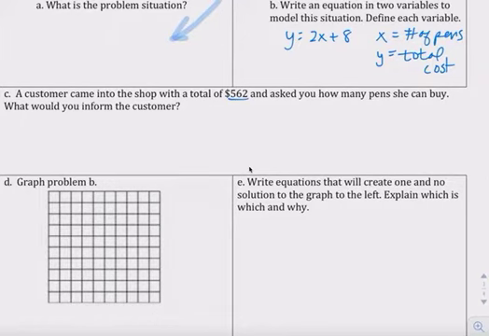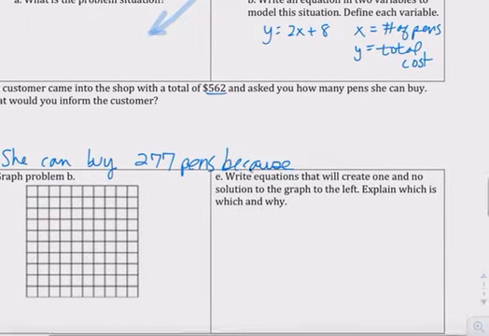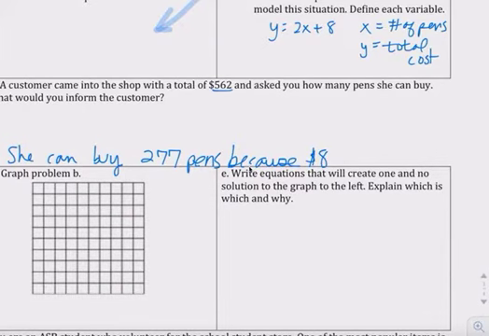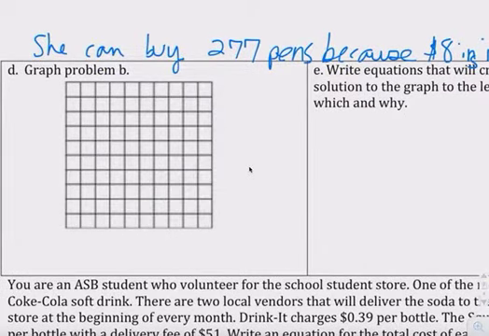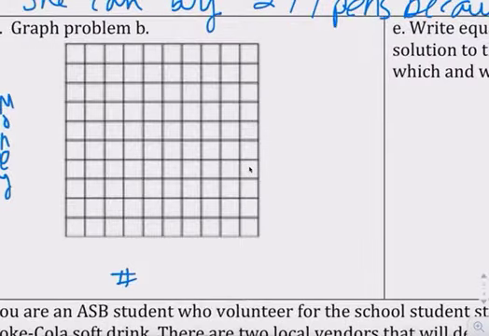Your answer here is she can buy 277 pens because you explain why. $8 is in fees, and $554 is for the pens. And you graph that. Number of pens here, the money is here, or total cost if you like to write in dollars. I'd count it by 2s.